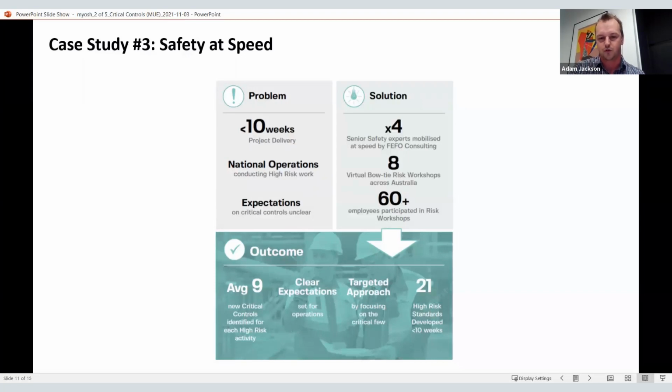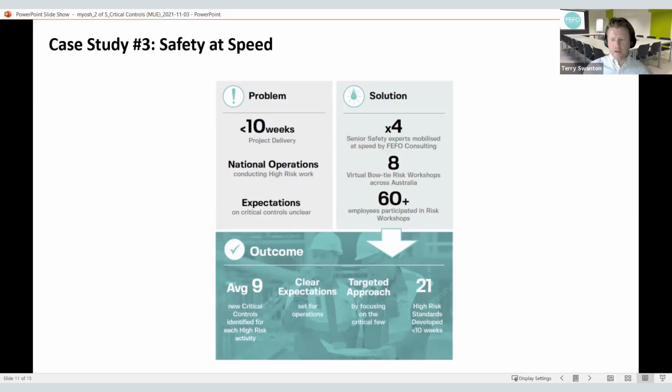Those were used to inform our performance standards, which enabled clear expectations for our operational management. And by having that definition, we're now able to have a targeted approach and focus on the critical few, which is that important verification piece. That all culminated in us having 21 high-risk standards developed in that 10-week period that have been of great use to the business since then, particularly with things like Federal Safety Commission accreditation and all those other byproducts of successful critical control management.